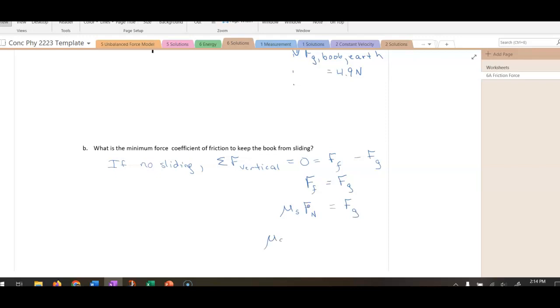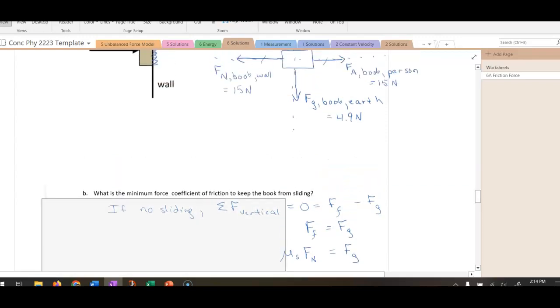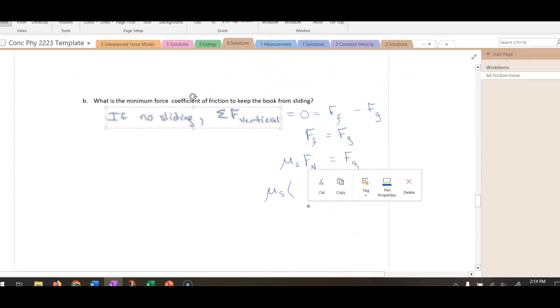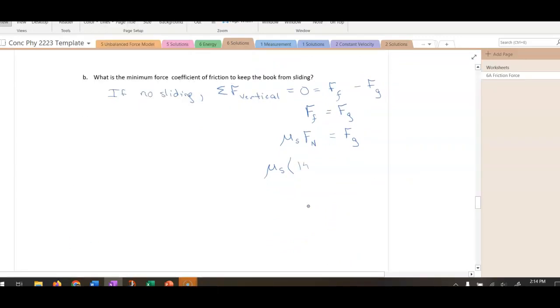And so the coefficient of static friction, let's see, our normal force here is the 15 newtons. The gravitational force is 4.9. So that coefficient of static friction would have to be that ratio, 4.9 divided by 15, which is 0.327.